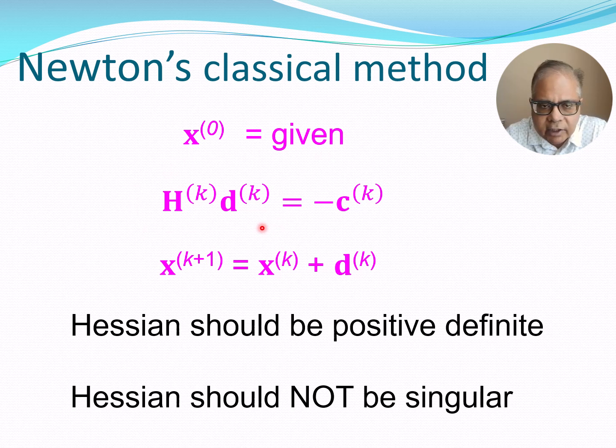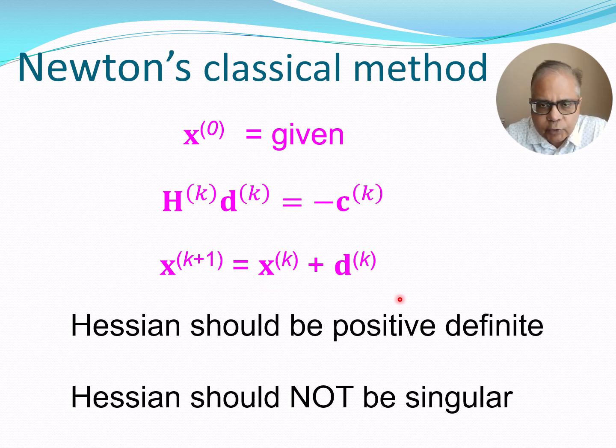So remember d_k is a vector, c_k is a vector, and H_k is a matrix. So these are all of dimension n, where n is the number of design variables for the problem, or the length of the design vector x. Then we move in the design space using this formula here, x_{k+1} equals x_k plus d_k.